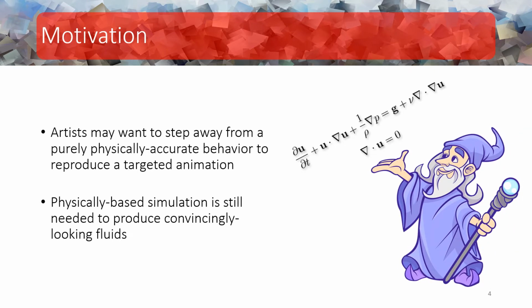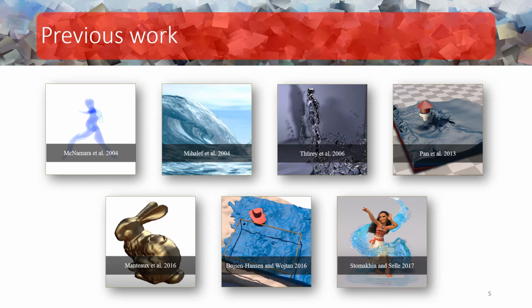However, artists may want to step away from a purely physically accurate behavior when designing an art-directed targeted animation. Although art-directed, such an animation has to look plausible and should therefore follow as closely as possible complex fluid-like motions usually obtained by simulation. Finding a good trade-off between a purely physically accurate simulation and a completely scripted implausible animation is a challenging research topic that has been actively investigated for more than 15 years.